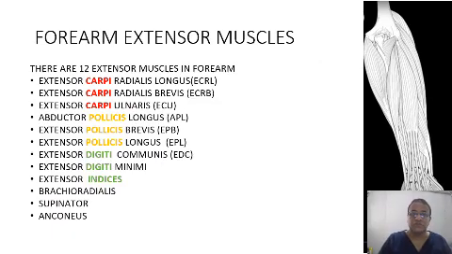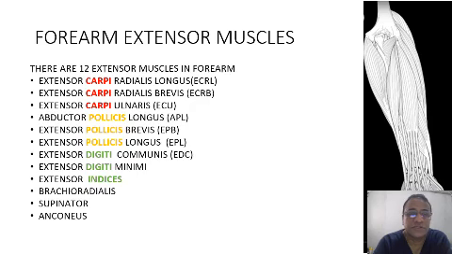Today we are diving into the extensor compartment of the forearm, which is home to 12 key muscles responsible for extending the wrist, fingers, and thumb. These muscles originate mostly from the lateral epicondyle of the humerus and are innervated primarily by the radial nerve. These 12 muscles we can group into four functional groups. We'll start with the carpi muscles.